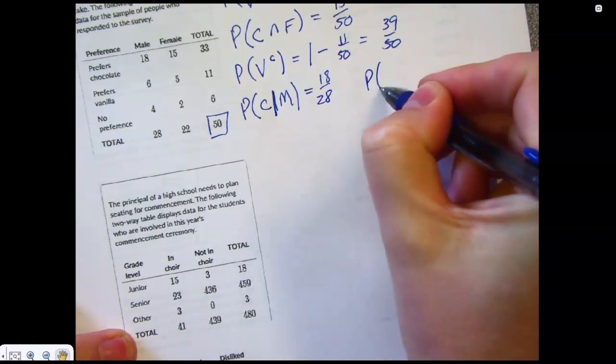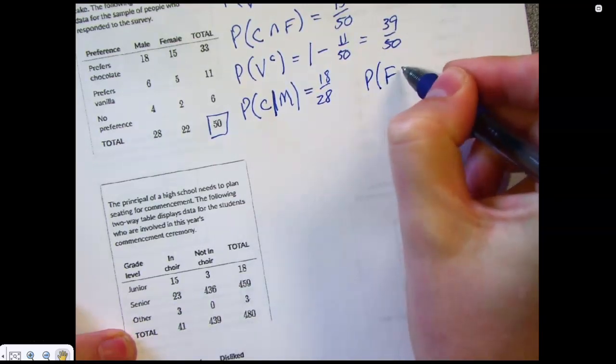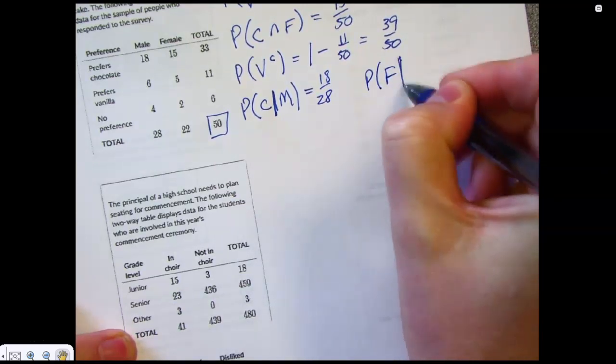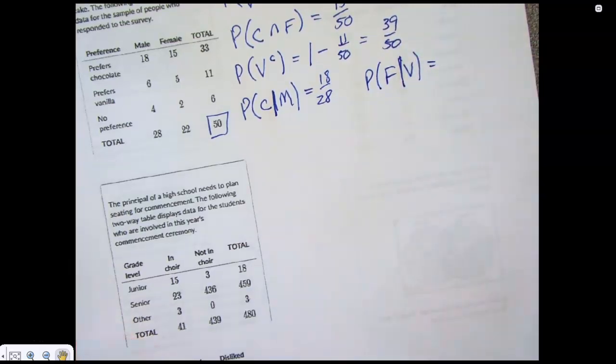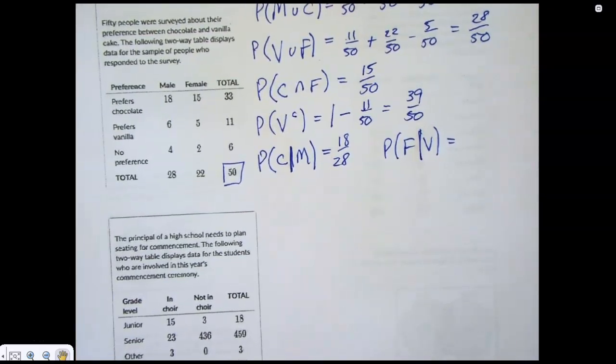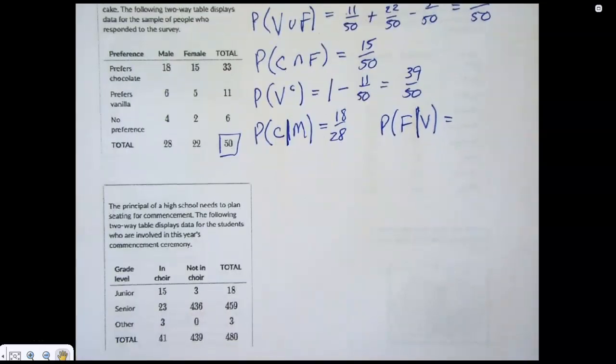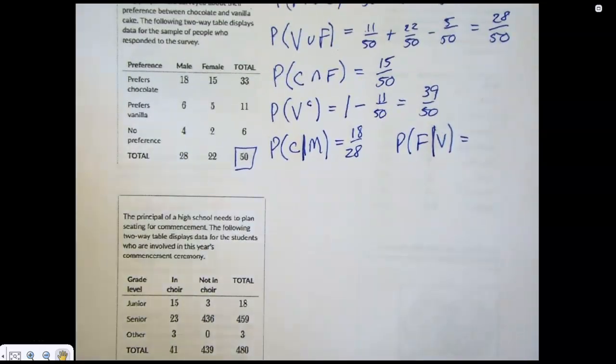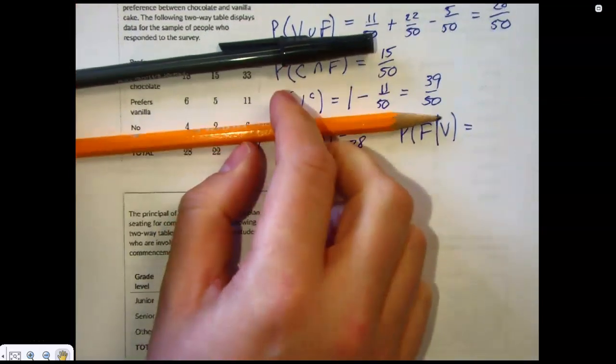Let's say the probability of female given vanilla. So this would work the other way, like sideways. Female given vanilla. So I know that I'm only looking at vanilla, so I can cover up everything else.